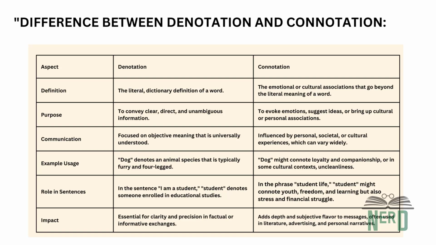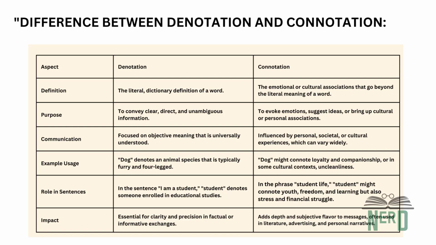Role in sentences. Denotation: in straightforward statements like, "I am a student," student simply denotes someone who is attending school or university. Connotation: in a broader context like student life, the term student might bring to mind additional associations such as youth, a sense of freedom, the excitement of learning, or the stresses and financial challenges faced by students.